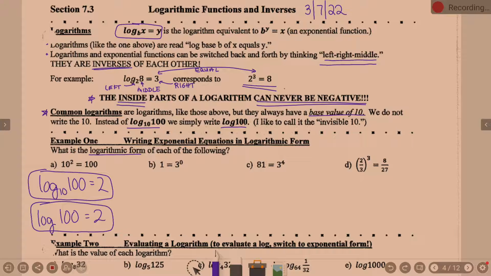Or log of 100 equals 2. I'm fine with either of those. I don't know, Math Excel might get mad if you put the 10 in there. You know how Math Excel is, it's 50-50 there.